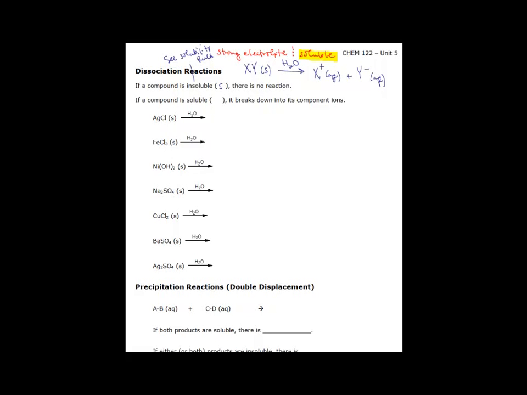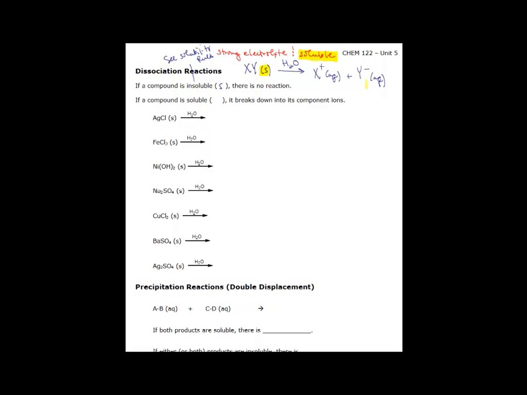Now a lot of students think that every compound, because it starts off in the solid state here, will have no reaction. You have to apply your rules to this to predict whether you're going to have a reaction or not. Remember that we're taking these ionic compounds, and ionic compounds are solid.